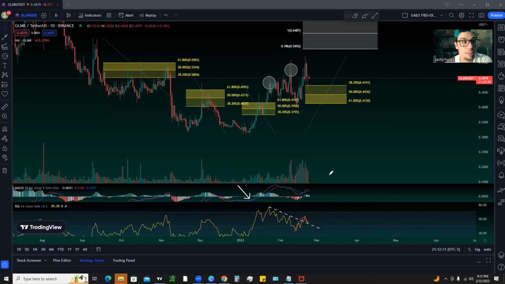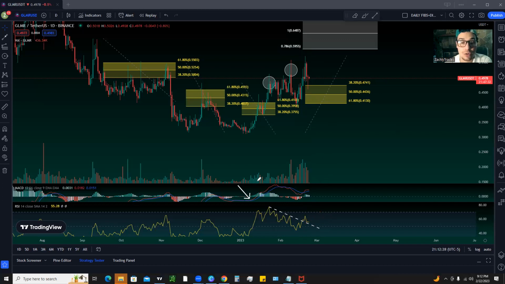So if you want to be bullish on GLMR right now, what you want to see is this relative strength index stay above this trend line and start to curl back upwards, right? We don't want to see the bulls fail right here. We want to actually see them take control and head over.